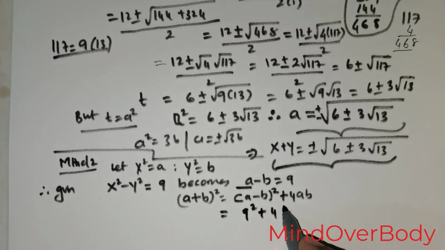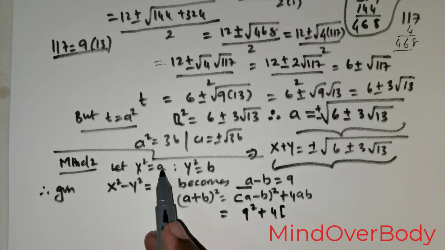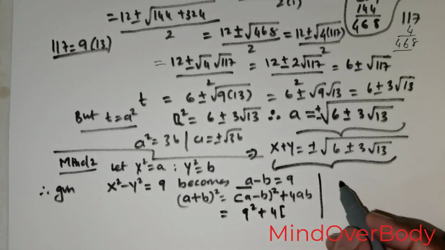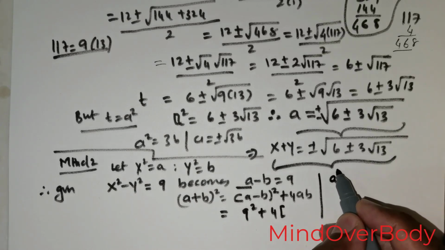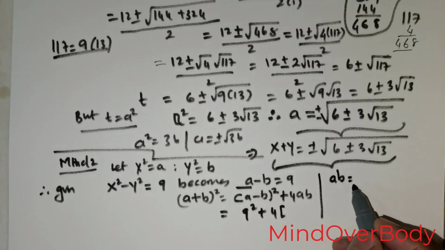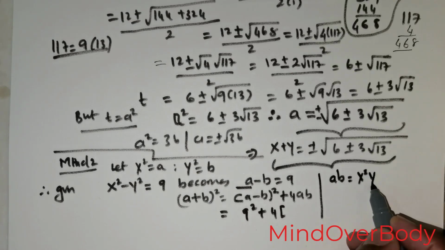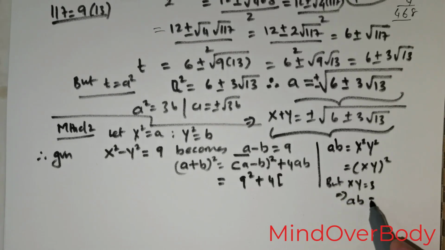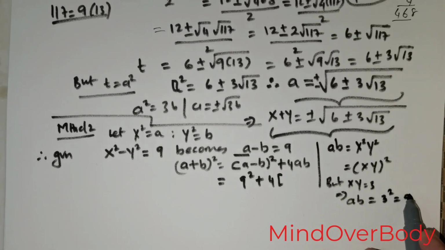Now the value of ab: we have taken a to be x squared and b to be y squared. So let me just evaluate the value. So a times b is actually x squared times y squared, which can be rewritten as x into y raised to the power 2. But we are given that xy is equal to 3. So this would mean our ab will be equal to 3 raised to the power 2, which is equal to 9. Right? So this is my value of ab.